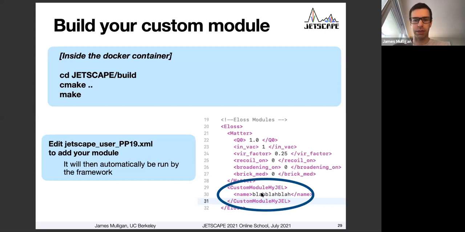And so I just put up here again the line that you want to add to the XML file, which someone else was asking. Again, you might need to modify it depending on what you named your module in the CC file. You should just be consistent there.